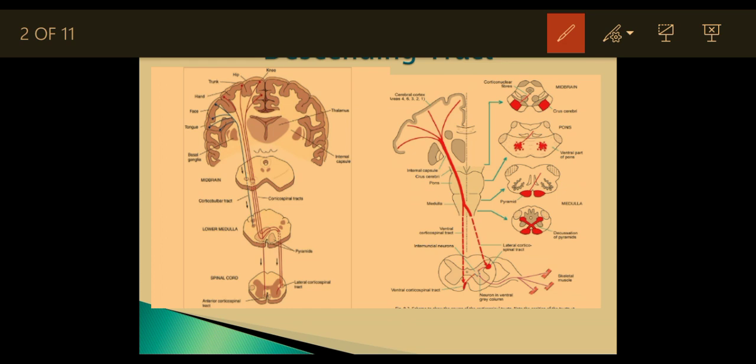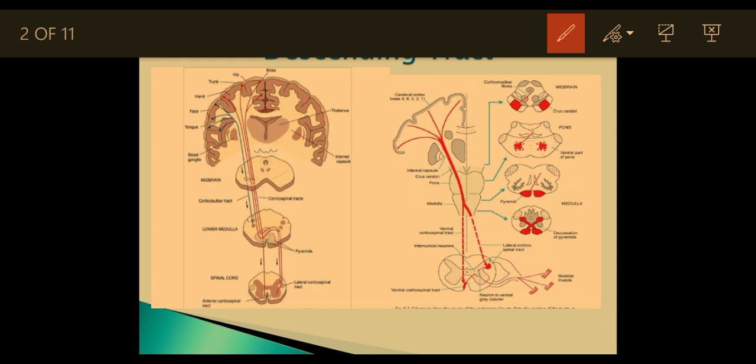The upper motor neuron has an influence on the lower motor neuron, and the lower motor neurons are present in the anterior horn of the gray matter or in the motor cranial nerve nuclei. They are considered lower motor neurons, which are under the influence of the upper motor neurons, and the fibers originating from them innervate the target organ, and they exhibit their function on that target organ.